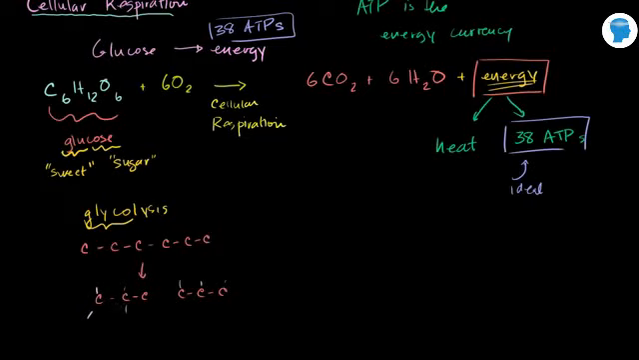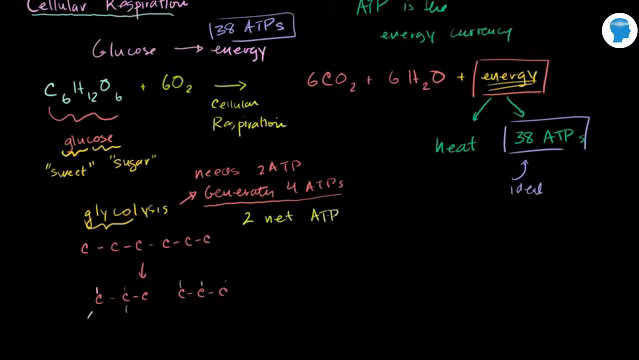But glycolysis by itself needs 2 ATPs, and it generates 4 ATPs. So on a net basis, it generates 2 net ATPs. So that's the first stage. And this can occur completely in the absence of oxygen. I'll do a whole video on glycolysis in the future.